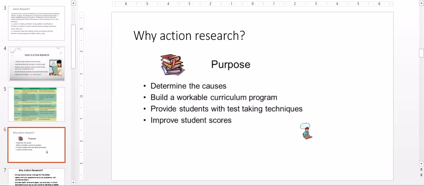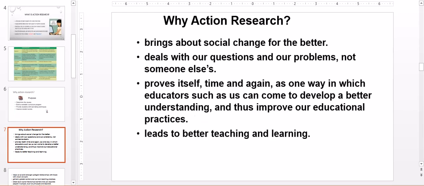Build a workable curriculum, because in schools, if the curriculum needs to be changed, they need to do an action research to see which kind of curriculum works best. Provide students with test-taking techniques. Students should be given a lot of opportunity to take different kinds of tests and enhance their performance. Ultimately, the intent is to improve students' scores in the exam.